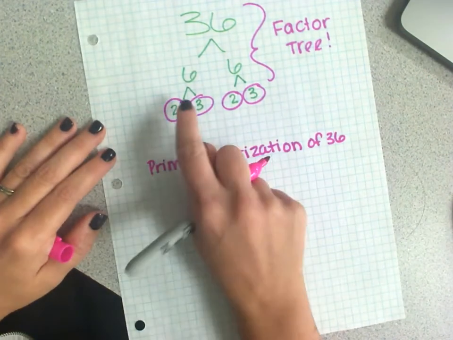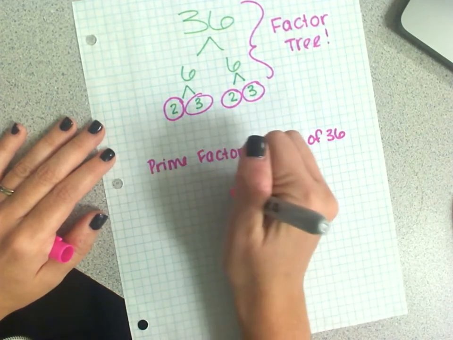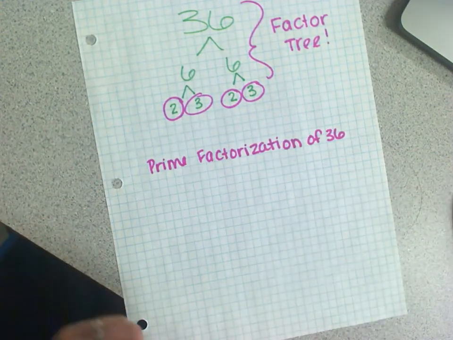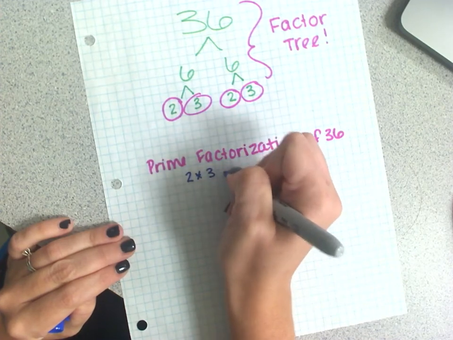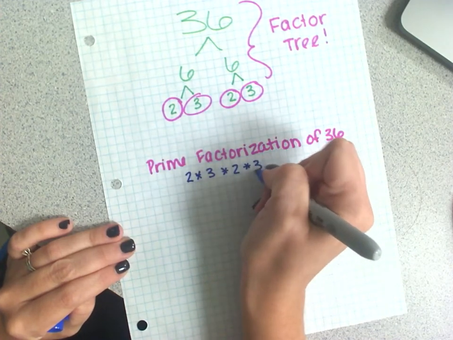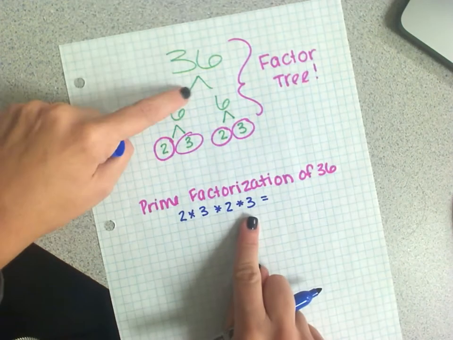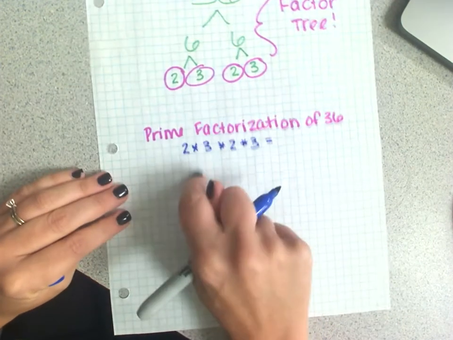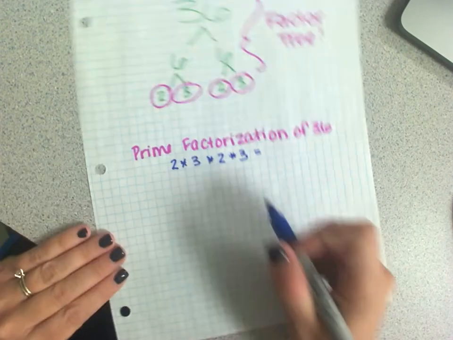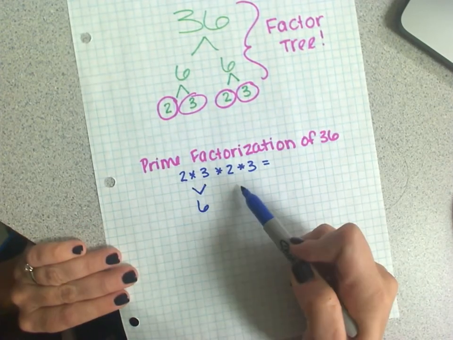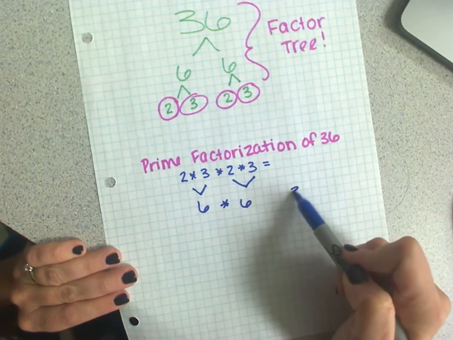How do we find that? Well, we just take the numbers that we circled, 2, 3, 2, 3, we put them together in a multiplication number sentence. Looks like this. 2 times 3 times 2 times 3. And when we multiply all these prime numbers together, we're going to get 36. And if we don't get 36, then we must have made a mistake somewhere, so we should double check. 2 times 3 is 6. 2 times 3 is 6. 6 times 6 is 36.